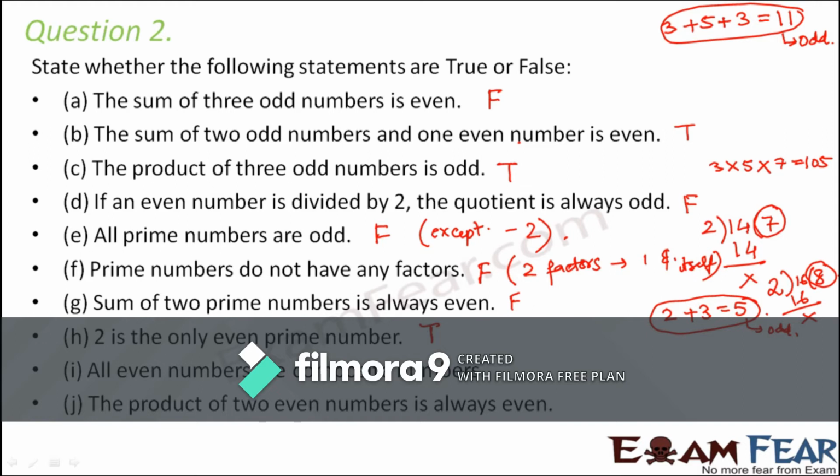All even numbers are composite numbers. Again, this is false, because there is an exception to it, and that exception is again 2, because 2 is an even number but it is not composite. Product of two even numbers is always even. Let's try, let's say 2 into 4, that is 8. Let's try 12 into 6, that is 72. So the product of two even numbers will always be even, and this is true.